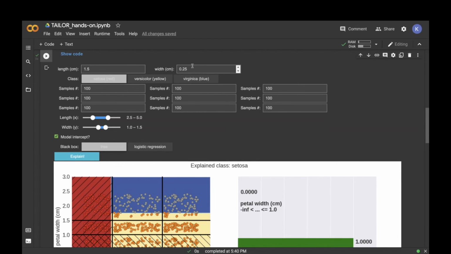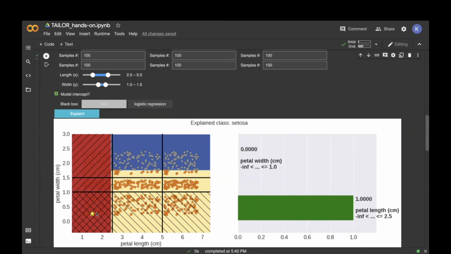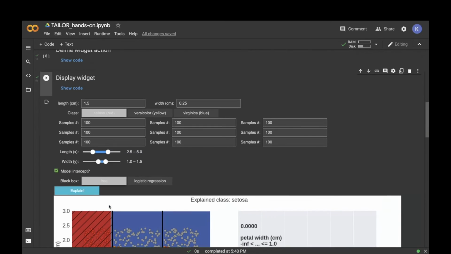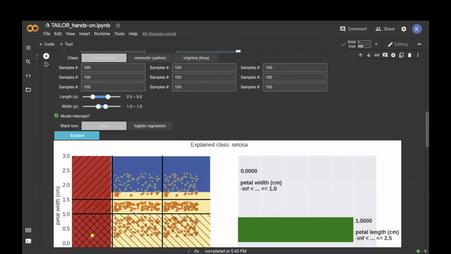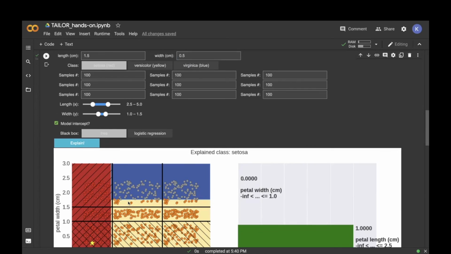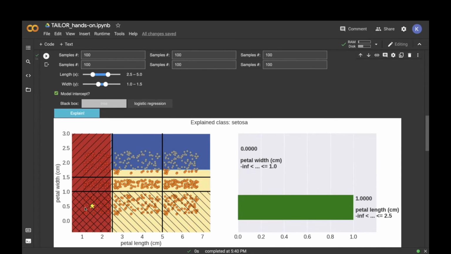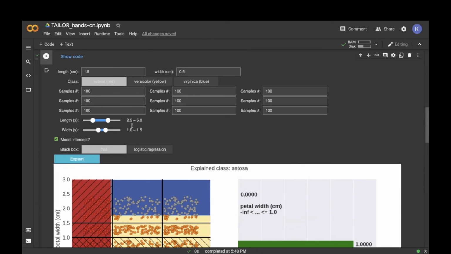The first set of parameters that you have in the notebook is length and width, and this allows you to change the instance that you're explaining. So the yellow star here, if I just move width a bit up, for example to 0.5, you will see the point moving up to 0.5. So this allows you to control the instance that you're explaining.